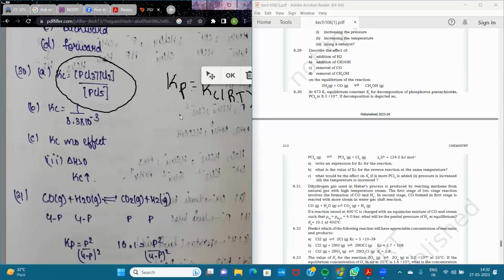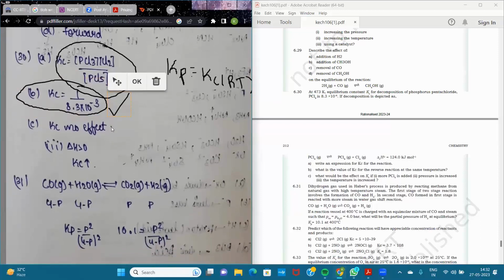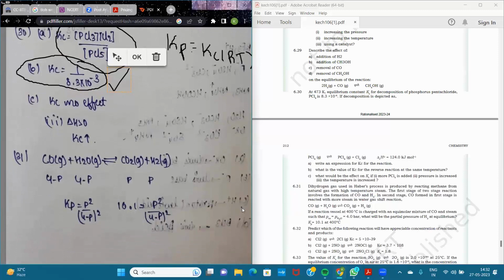We'll go with the B part. What is the value of Kc for the reverse reaction at same temperature? Kc for the backward reaction is reciprocal of the equilibrium constant in the forward direction. We'll get this value. We'll go on with the C part. What would be the effect on Kc if more PCl5 is added? Kc has no effect, as I said before.